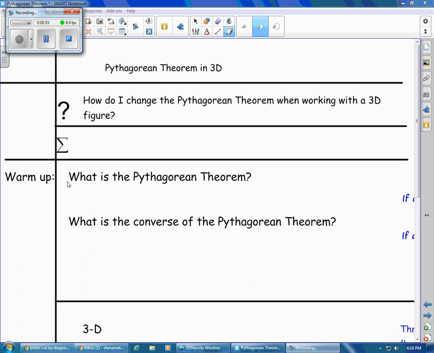So the warm-up before we get going. What is the Pythagorean theorem and what is the converse of the Pythagorean theorem? What I would like you to do is actually pause the video and go back into the notes from the last lesson and see what is the Pythagorean theorem. Remind yourself of it, write it down. Same thing with the converse, and then unpause the video and come back and see if you were right. So please pause the video right now and do that for me.